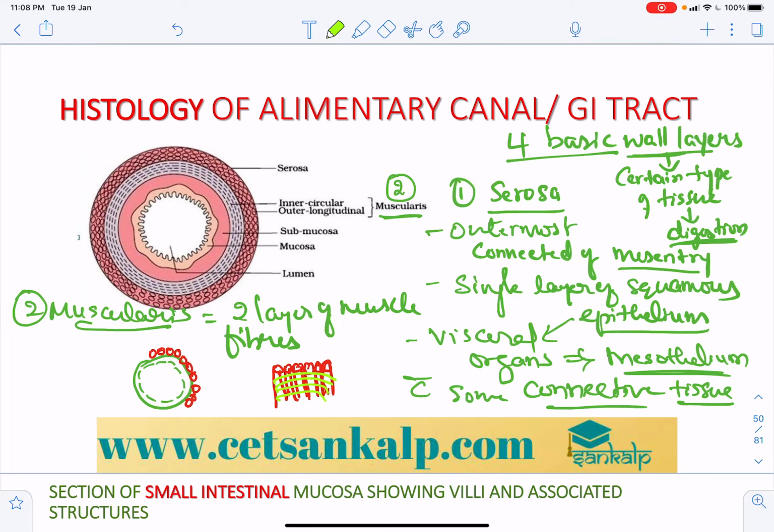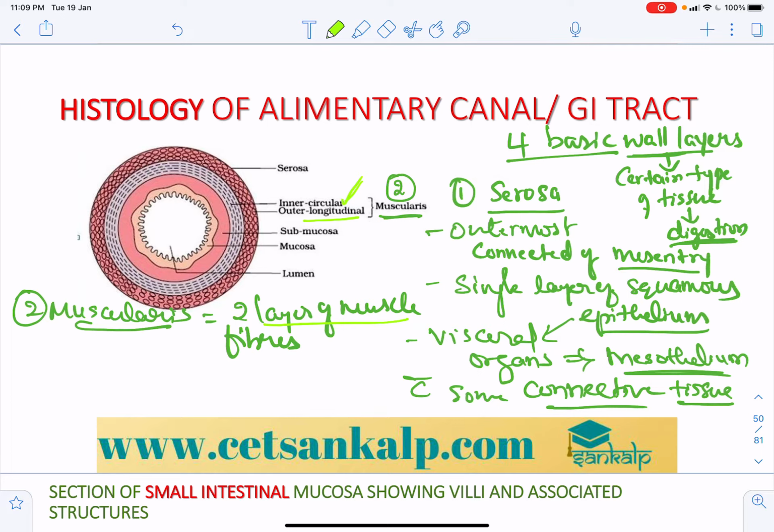One important note to keep in mind: in almost all organs, the muscularis has two layers, outer longitudinal and inner circular.